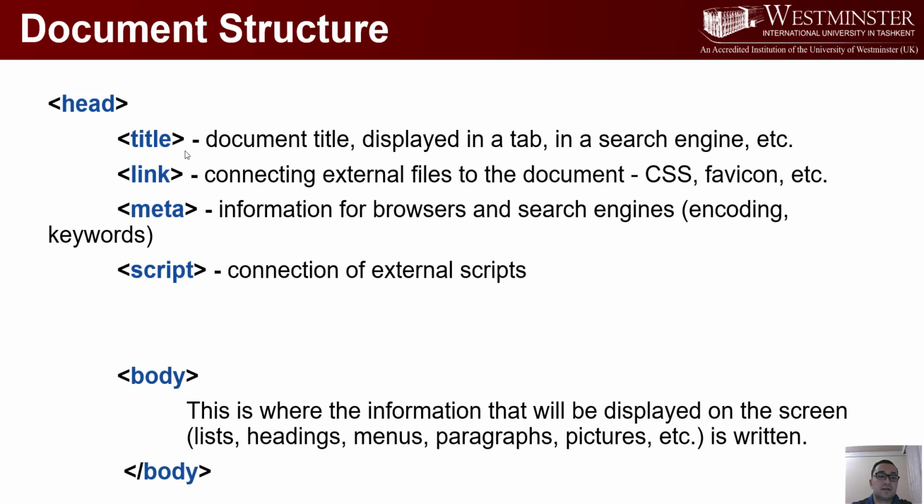Inside head we have seen the title tag. Title is the document title, displayed in a tab, in a search engine, etc. The link is used to connect external files to the document. That external file can be in the form of CSS, in the form of icons. The meta tag is used for information for browsers and search engines, what keywords you use and what encoding you are using. Also, script can be included in the head. Script is for connection of external scripts. An example for the scripts would be a JavaScript file. The body tag, as I have mentioned already, is where the information that will be displayed on the screen, including lists, headings, menus, paragraphs, pictures, is written.